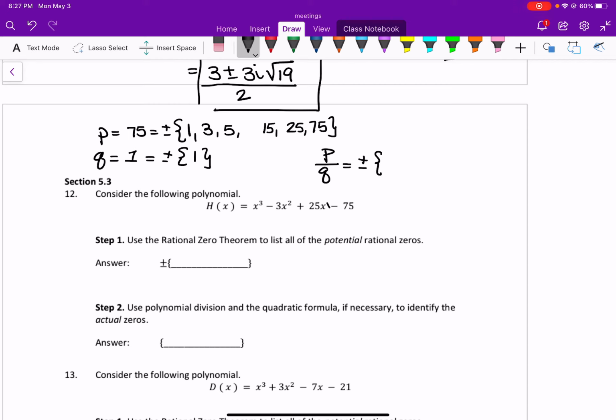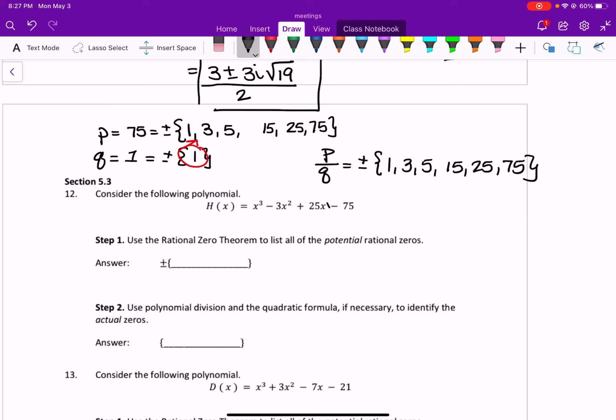Well, in this case, that means we're going to take this number 1 and divide it into everything on that list. If I divide 1 by 1 and 3 by 1 and 5 by 1, I'm just going to get those numbers again because dividing by 1 doesn't change those values. So our potential list of zeros is going to be plus or minus 1, 3, 5, 15, 25, and 75. Okay, and that's going to be our answer here for step 1.